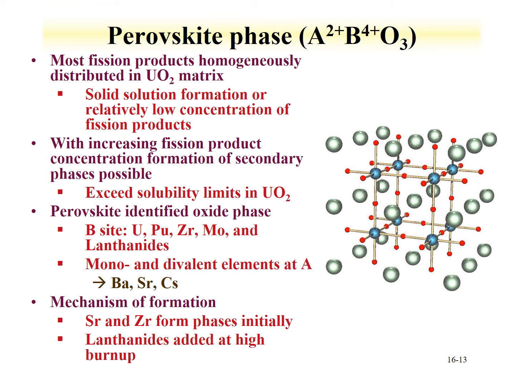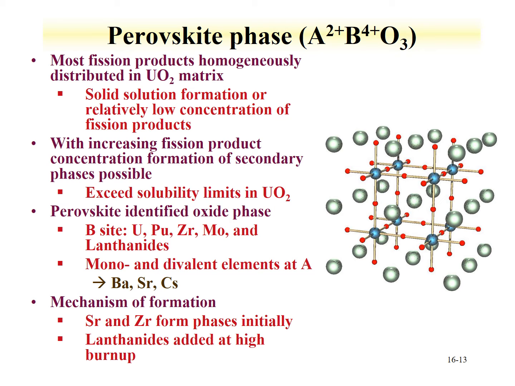As the fuel fissions, fission products and actinides are going to be built up in the fuel itself. This could cause the formation of separate phases. Generally speaking, initially, when fission occurs, solid solutions are going to dominate because we're going to have a relatively low concentration of fission products. With increasing fission product development and actinide formation, secondary phases are possible.